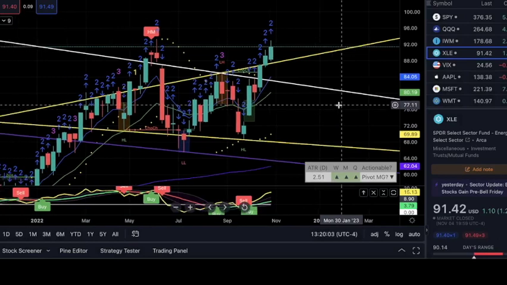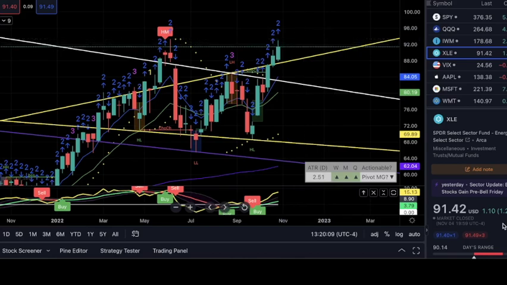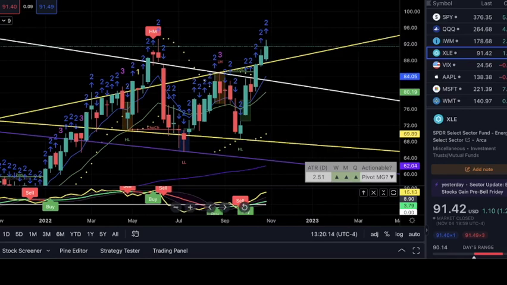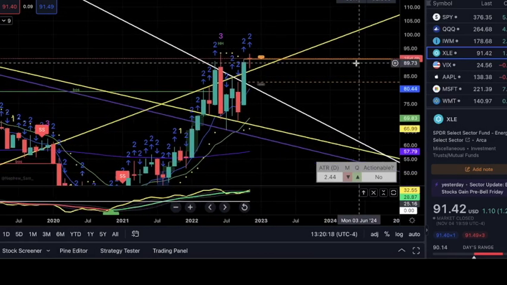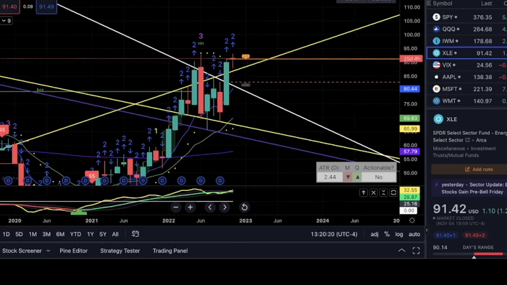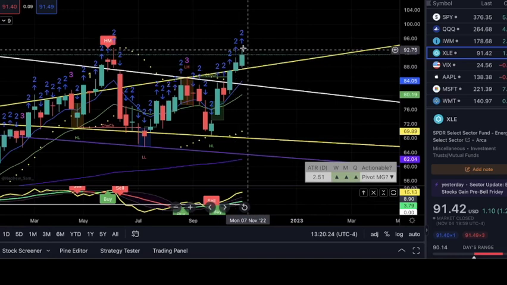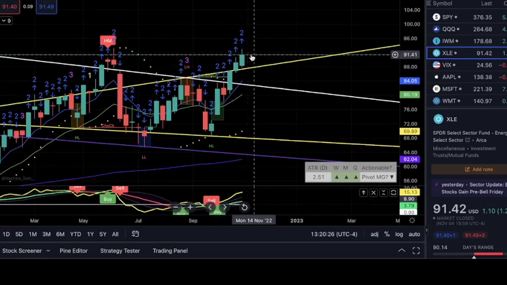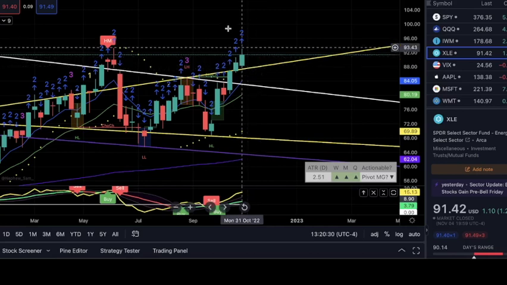XLE has been going, not quite taking out this 52-week high, almost, but I mean, yeah, it's at all-time highs now. I'm not quite sure if it's ready to take a break. Look how the week ended. It came back in, but it's a green, not even a shooter, really.